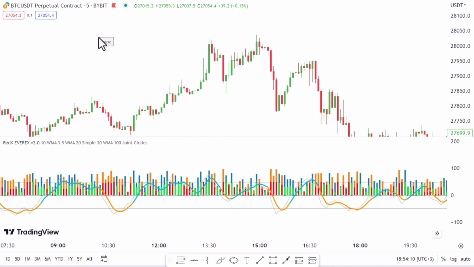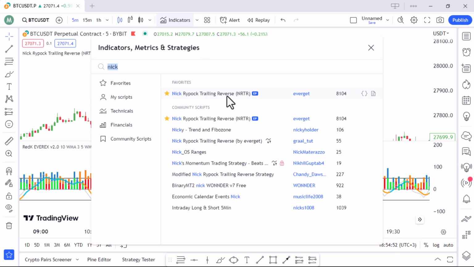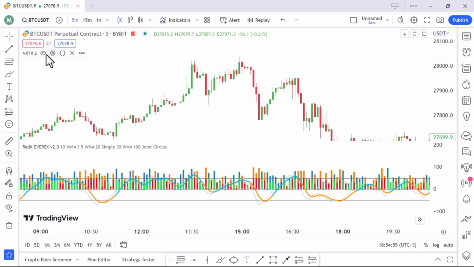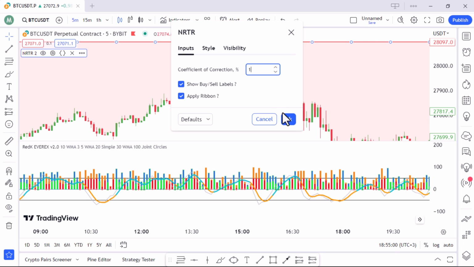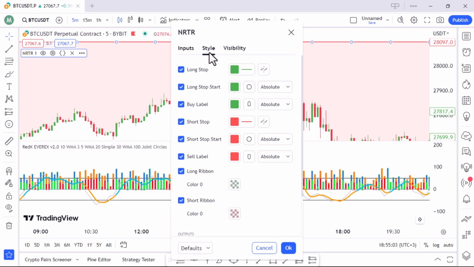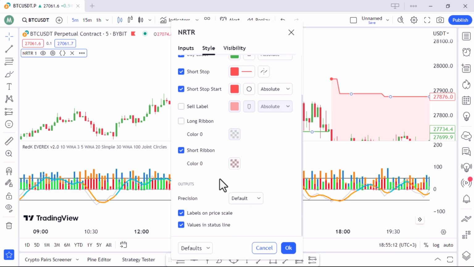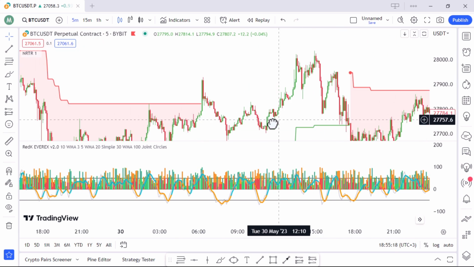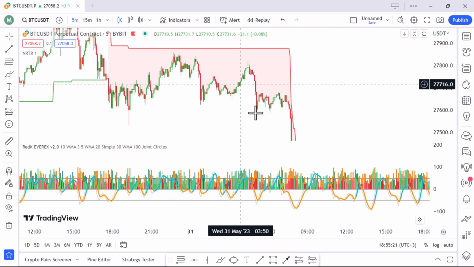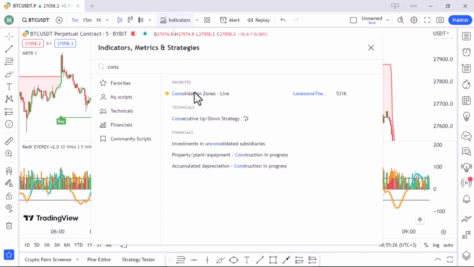For the first one, I like to use the Nick Rypock Trailing Reverse by Everget. Once the indicator has been installed, open its settings and change the value to 1. Then go to the style and hide the buy and sell labels. You can easily detect market trends using this tool. When the price is above the trailing reverse line, the market tends upwards. When below, downwards.